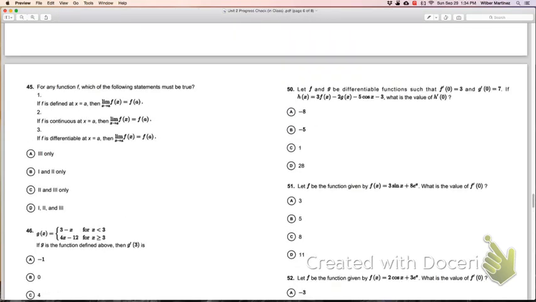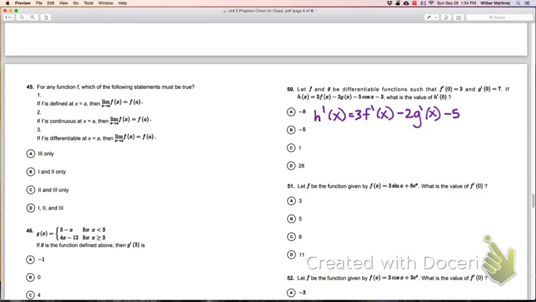Number 50 is very similar to that one. So again, there's no special rules. We're just going to take the derivative normally. H prime of x would be 3 times the derivative of f prime of x, minus 2 times the derivative of g prime of x, minus 5 times the derivative of cosine. And the derivative of cosine is negative sine of x.